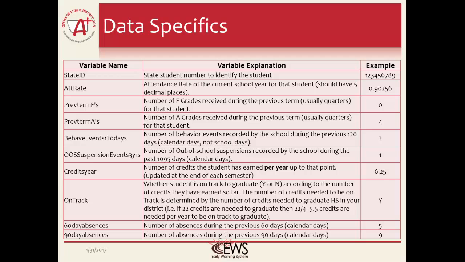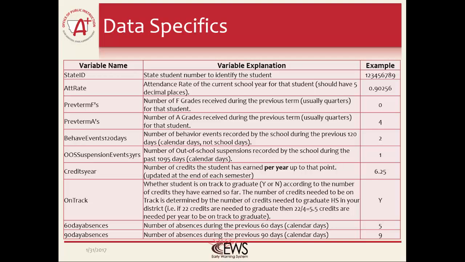We should also clarify what credits per year and on track are. These two variables are both used in the EWS and are related to each other. The credits per year variable is exactly what it says: the number of high school credits earned towards graduation per year. So, for example, a junior at the beginning of the school year that has earned 12 credits has a credit per year of 6, or 12 divided by 2. This variable is updated at the end of every semester.